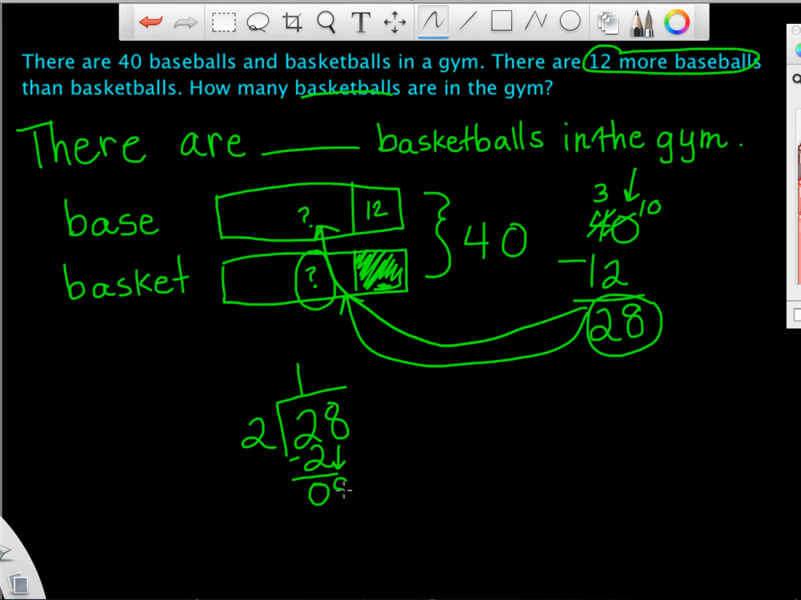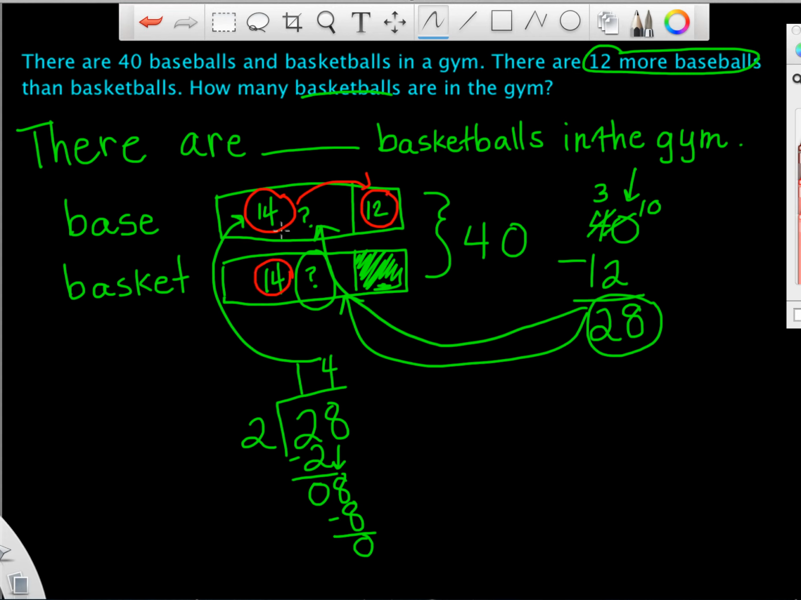I bring down the 8. 2 will go into 8 4 times. 2 times 4 is 8. I subtract. There's no difference. So what this is telling me, there's going to be 14 baseballs, 14 basketballs. But that's not really quite true because I have 14 baseballs, but then it says I have 12 more baseballs than basketballs.